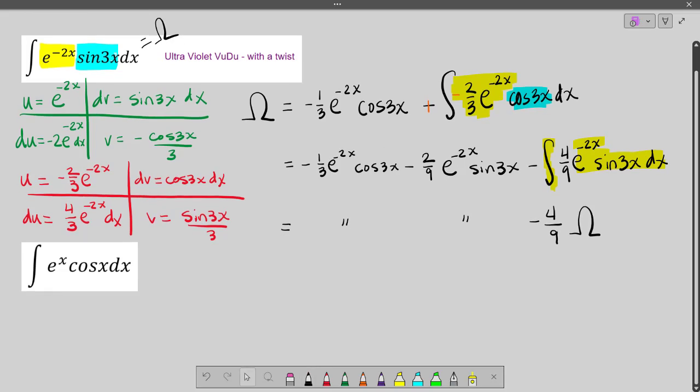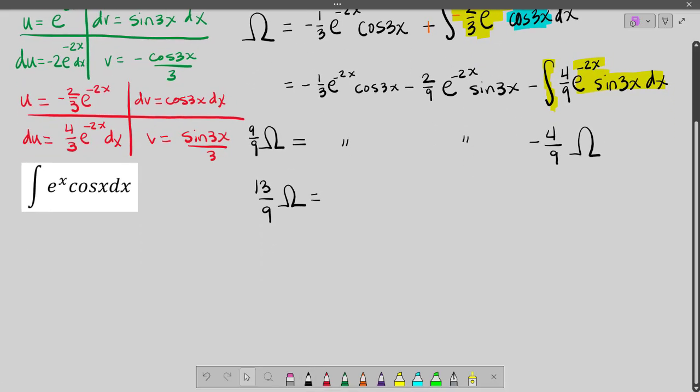This is just a linear equation now. And we're just going to twist those omegas from the right over to the left. On the left, how many omegas do we have? 1, which we could write as 9/9 if we want. So when we twist those ones over to the left, we end up with 13/9.